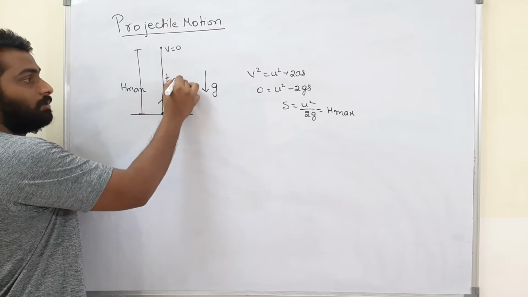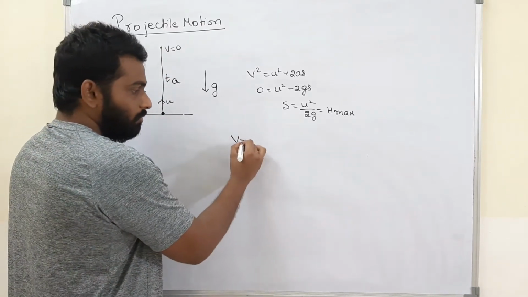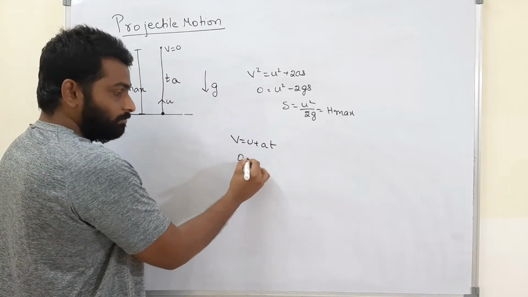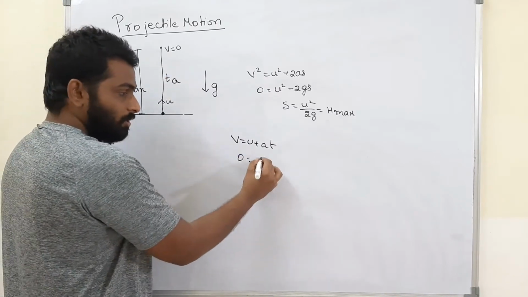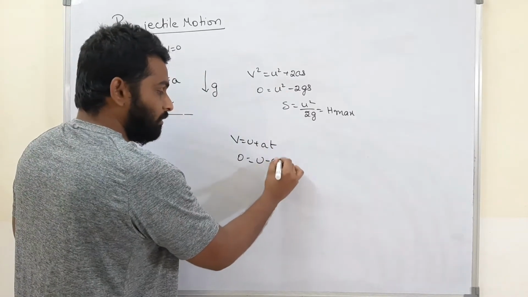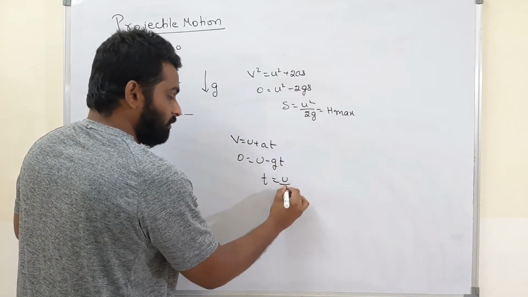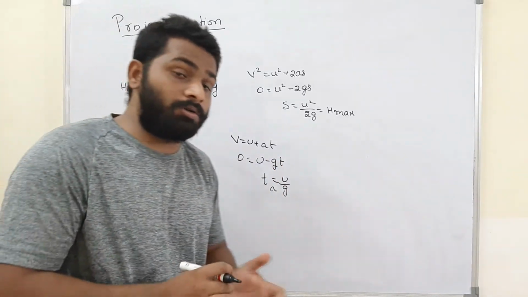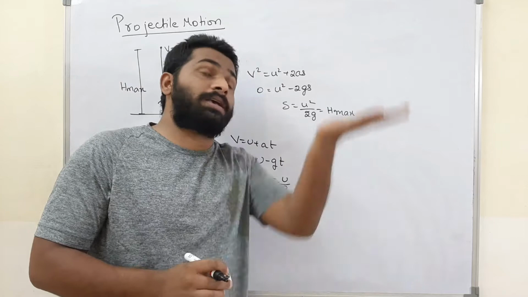That is the time of ascent. v is equal to u plus at. At the maximum height, the velocity is 0. Initially, the velocity is u. What is the acceleration? The acceleration is acting downwards. Therefore, 0 equals u minus g into t. Therefore, t is equal to u by g. That is nothing but the time of ascent, the time taken by the body to move from the ground to the maximum height.